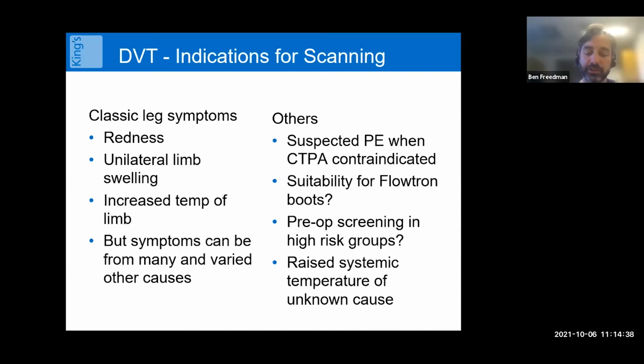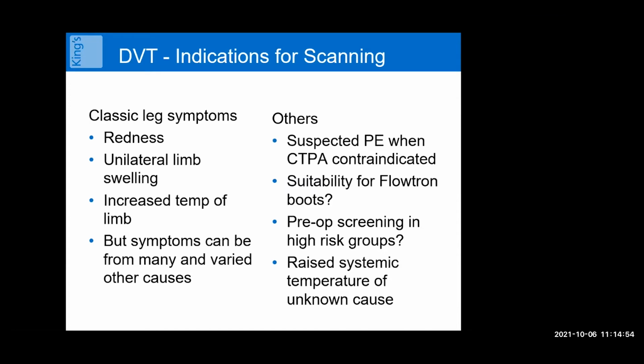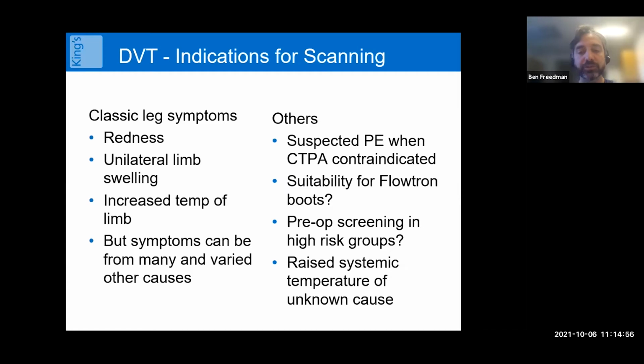We also in the department here see a range of patients for lots of other reasons. So we have patients who've got suspected pulmonary embolism when imaging of the chest is more difficult, but a range of other slightly strange and unusual indications. And we actually have found over the years that looking at some of these groups can be quite useful. And we do find occult, proximal, sometimes DVTs in some of these groups of patients.